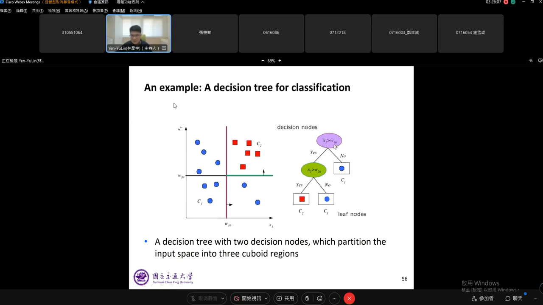This decision function checks the value of the data point on the first dimension. It checks if the value is larger than the threshold W10 or not. So this is the first dimension, and suppose the threshold W10 is here. Based on this threshold, we can separate the input space into two regions, larger than the threshold and smaller than the threshold.